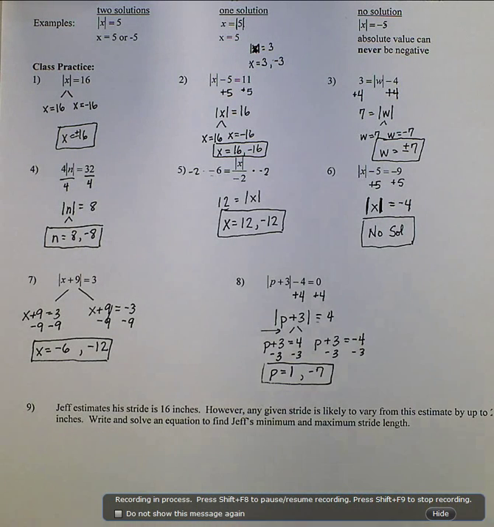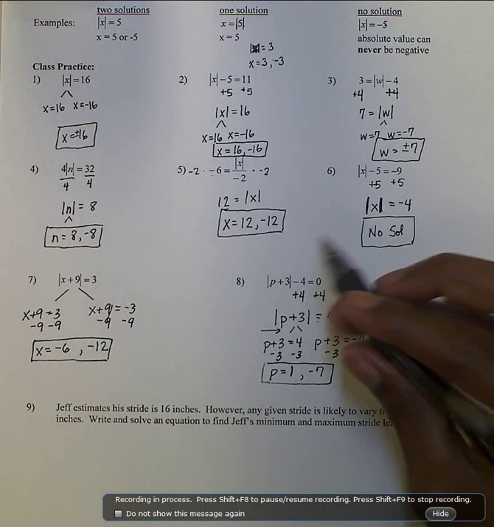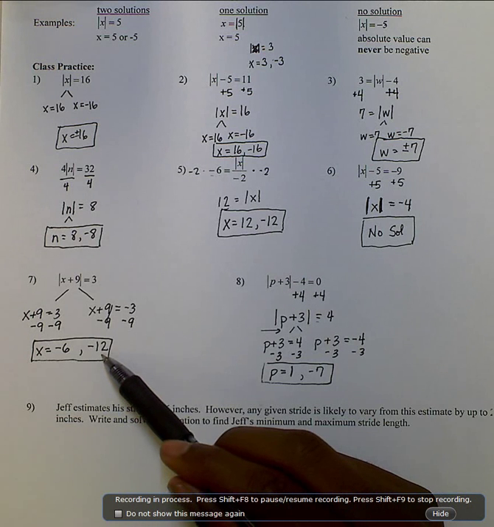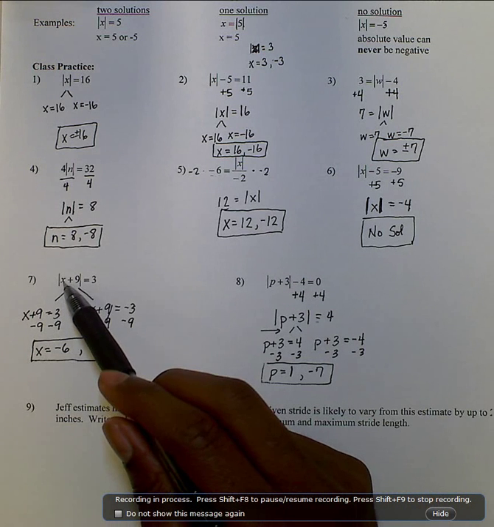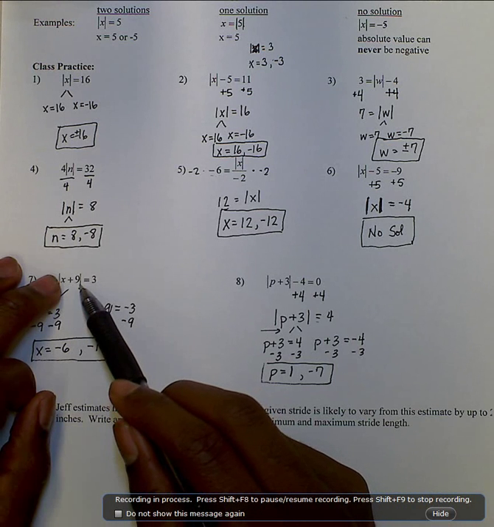Now after doing these problems, I just want to point out something. This gets confused a lot. I always have somebody say, Mr. Middleton, I thought we couldn't get a negative answer. That is not true. We can have negative answers. Notice what happens with these negative answers. If x is negative 12, we get negative 12 plus 9, which equals negative 3. The absolute value of negative 3 is 3.